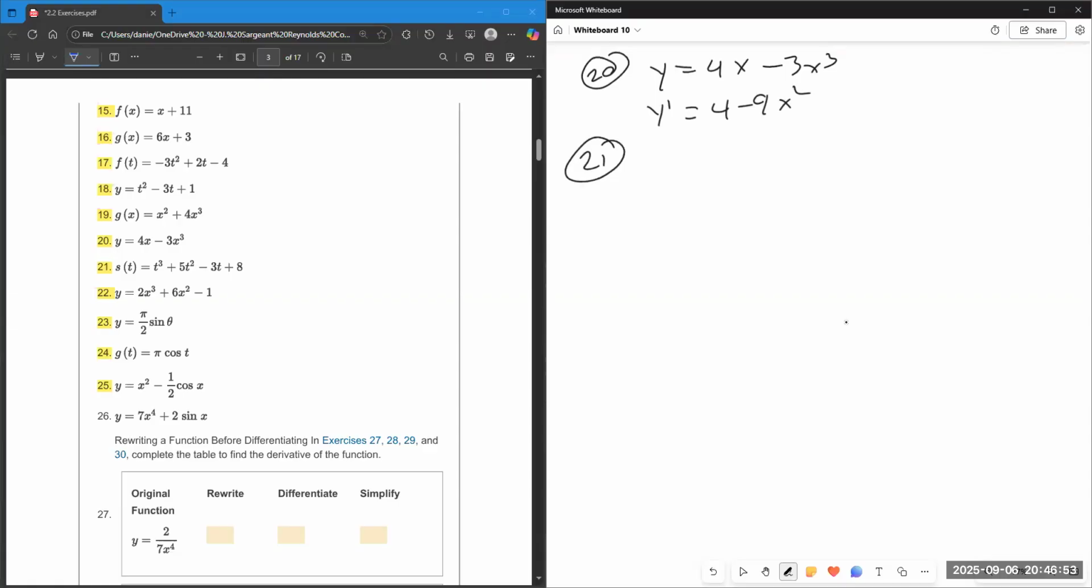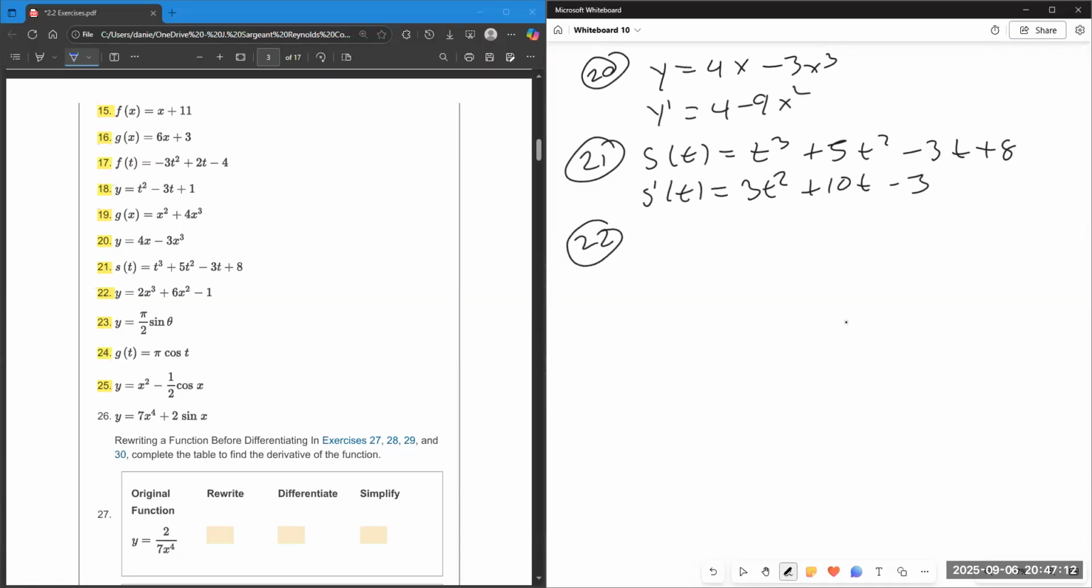21. s of t, that's a position equation, t cubed plus 5t squared minus 3t plus 8. s prime of t, that'll be a velocity equation, 3t squared plus 10t minus 3. 22. y is equal to 2x cubed plus 6x squared minus 1. y prime is 6x squared plus 12x.